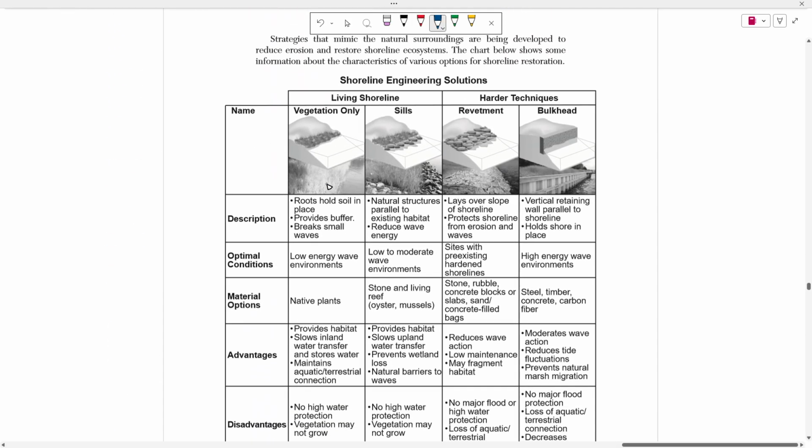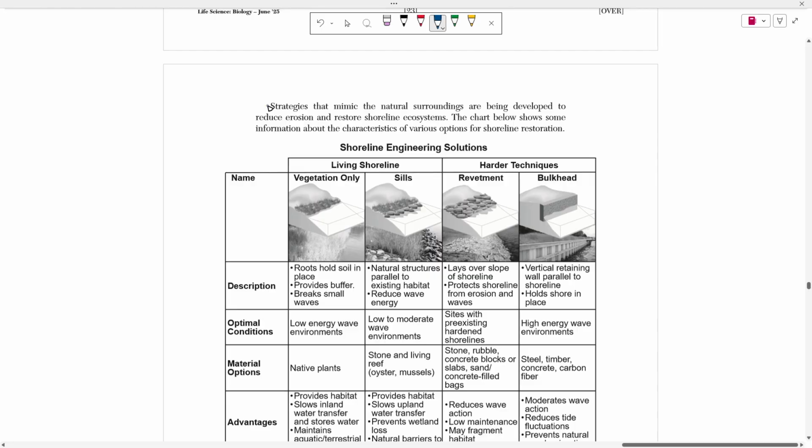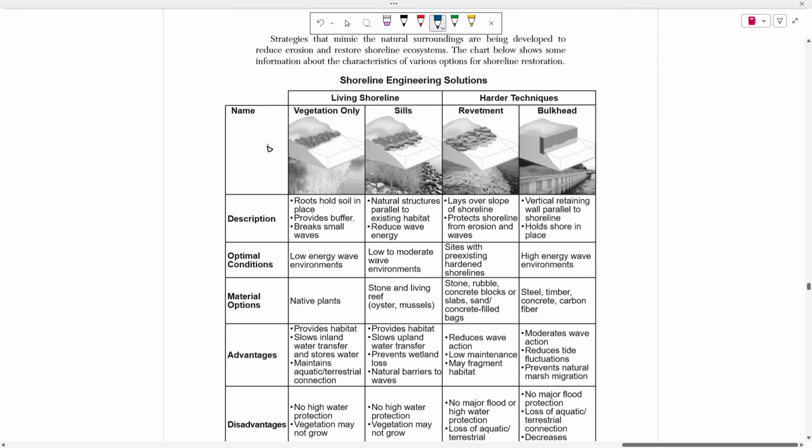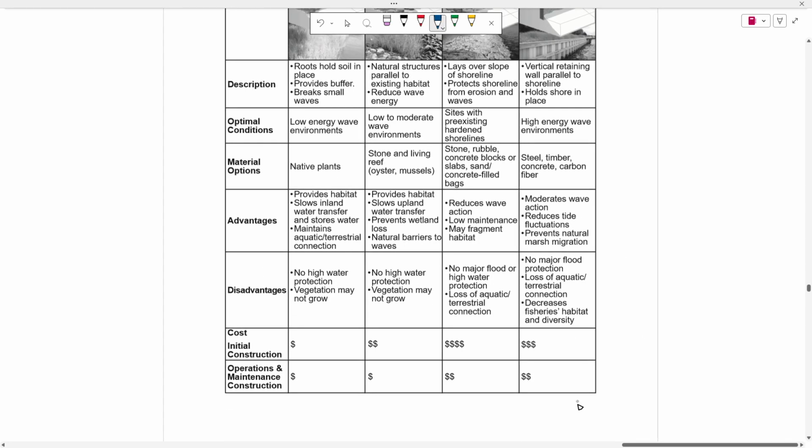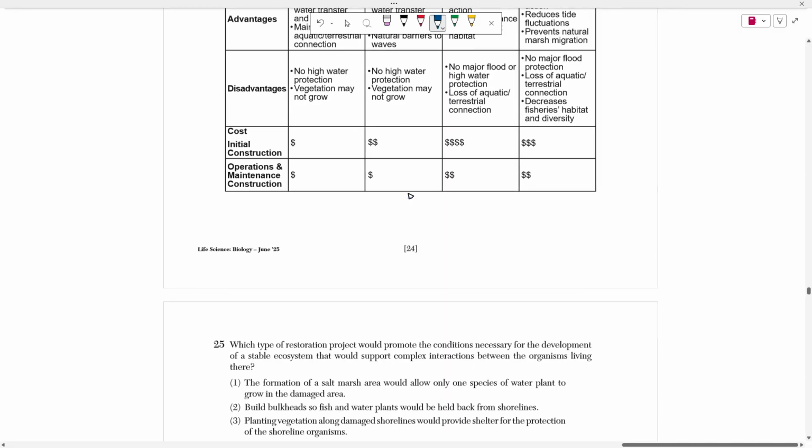All right, so it says that strategies that mimic the natural surroundings are being developed to reduce erosion and restore shoreline ecosystems. The chart below shows some information about the characteristics of various options for shoreline restoration. So we have two types. We have living shorelines and harder techniques, right? We can have vegetation only, we can have sills, revetment, and bulkheads. And they each have their advantages, their disadvantages, and their costs, right? So this is a big breakdown of what you can do.